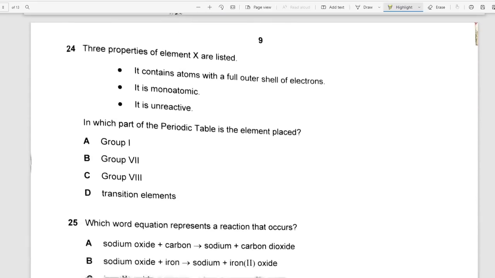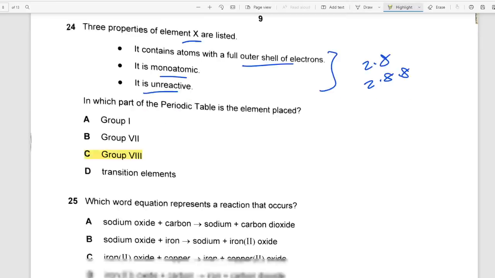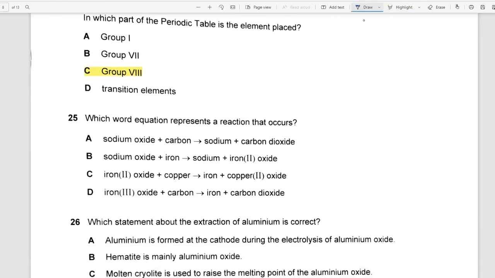Move on to the next question, number 24. It's telling us 3 properties of element X are listed. It contains atoms with full outer shells, for example 2,8 or 2,8,8, something like that. Monatomic, like group 8. So it seems like this is all group 8. Unreactive, group 8. So the answer is group 8. This is group 8. Move on to the next question.